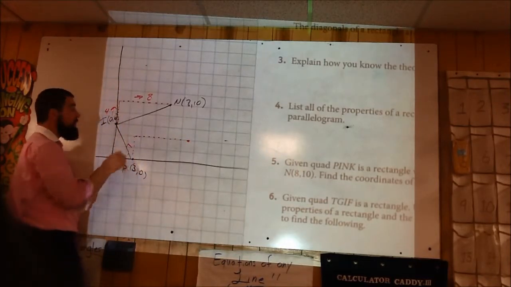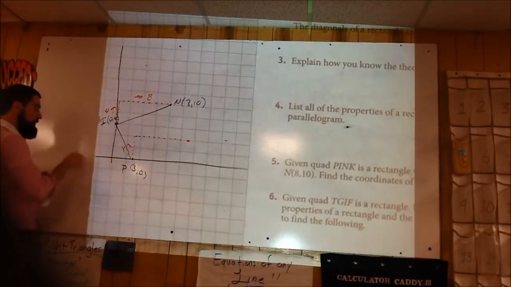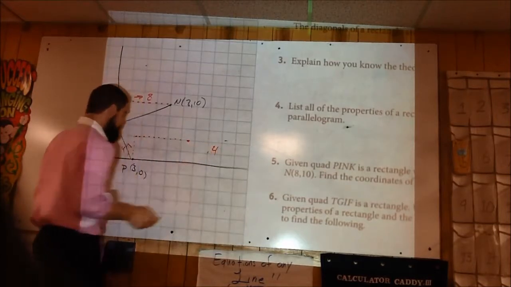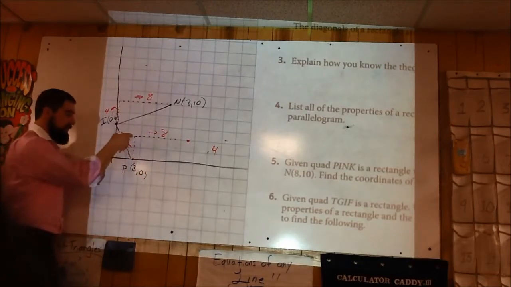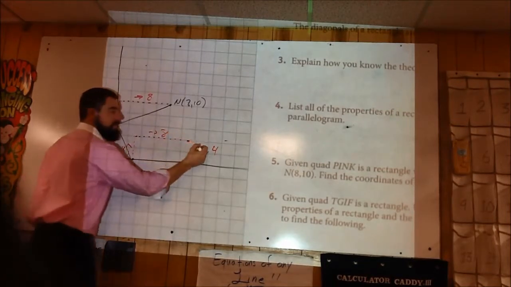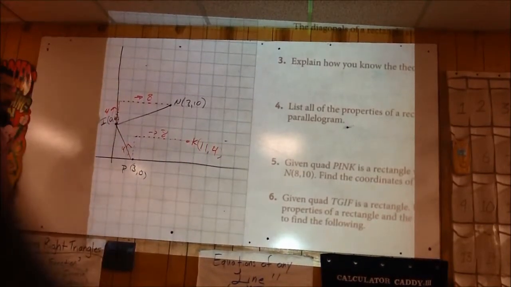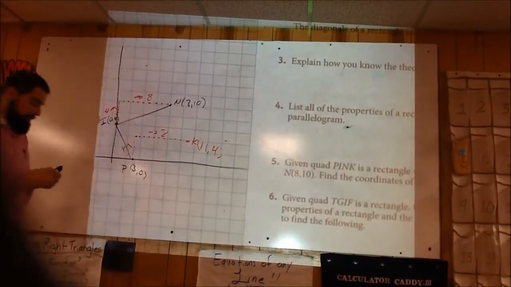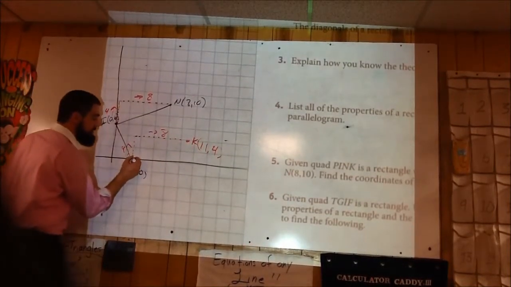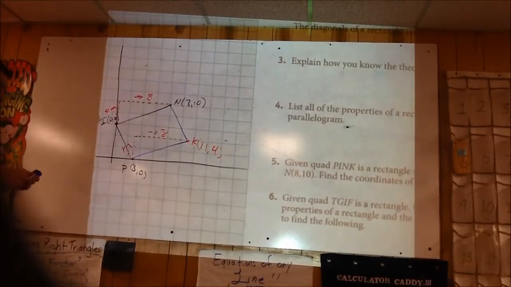Up 4. So that would make my y value change from 0 and go up to 4. And then my x values, I'm going to the right 8 units. So from 3 plus 8 would get me to 11. K would be at 11. And you can always check your answer. Since you know this has to be a rectangle, take a look at the distances and the slopes.